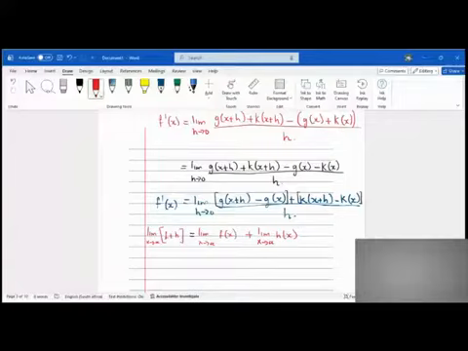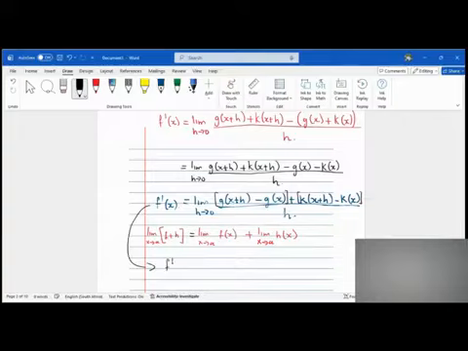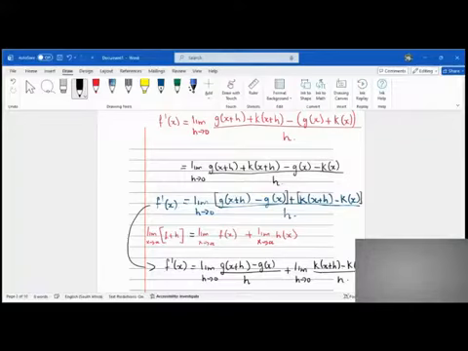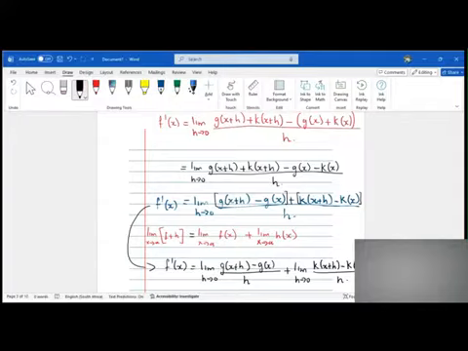F prime of x equals the limit as h tends to 0 of, I'm going to split that, so I'm going to have the g of x plus, and this whole thing will be the limit as h tends to 0 of k of x all over h. I'm just applying the sum rule of the limits there, the one highlighted in red. It allows me to distribute the limit throughout the functions, so we are saying that the limit of the sum is actually the sum of the limits.